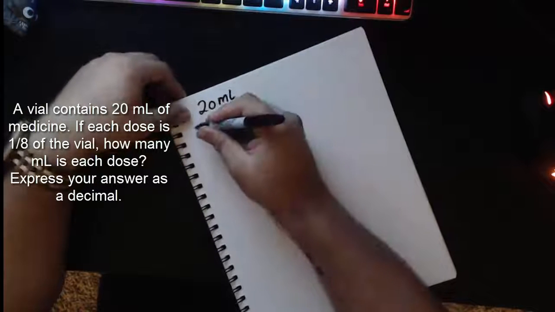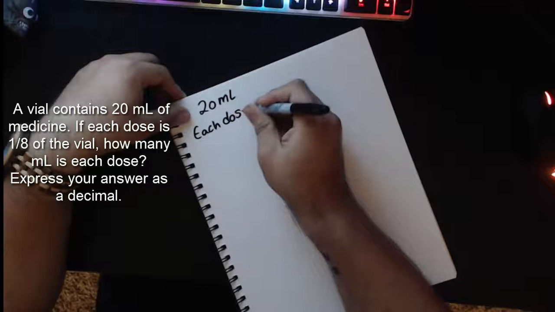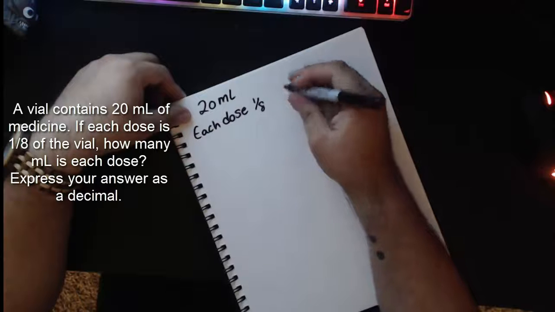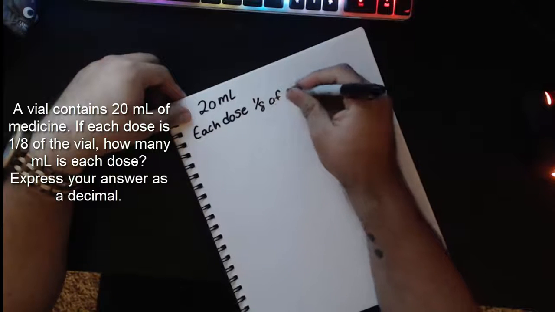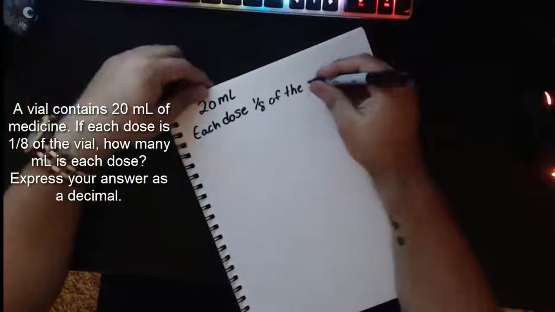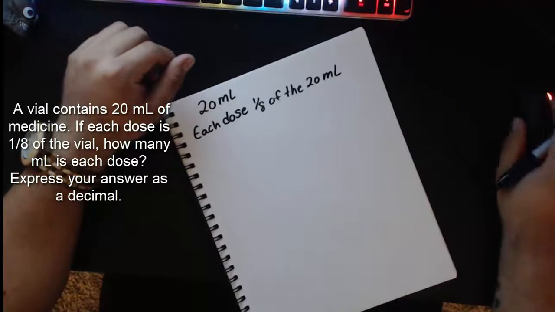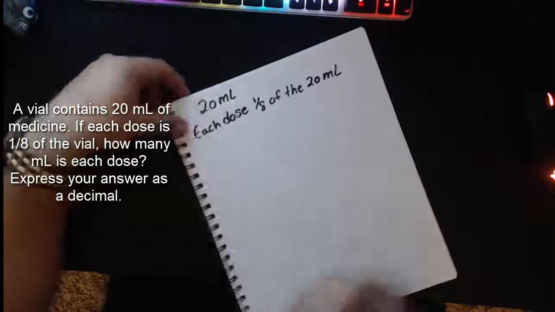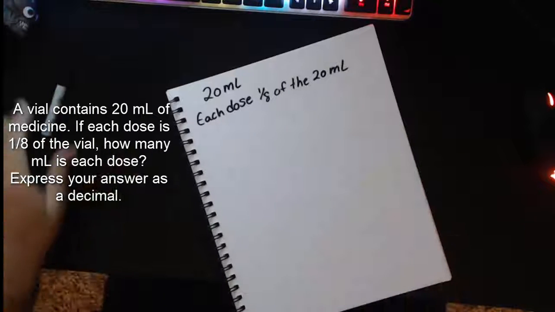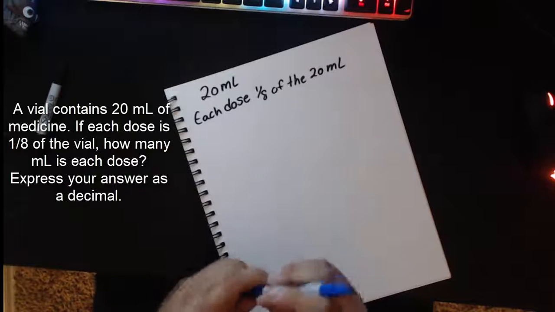And each dose is 1/8 of the vial, or of the medicine, of the vial is 20 milliliters. So of the 20 milliliters. So I want to draw a tape diagram to show what I'm talking about. Whoops, I dropped my blue marker. There we go. You probably saw it there.